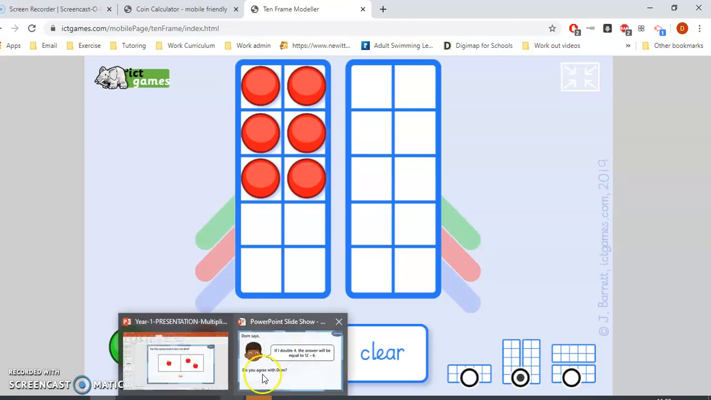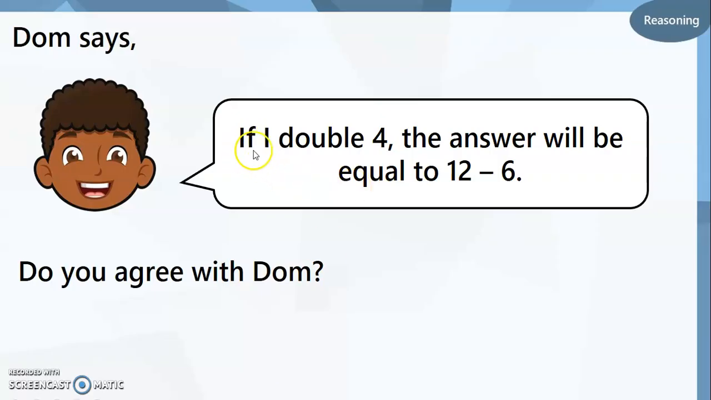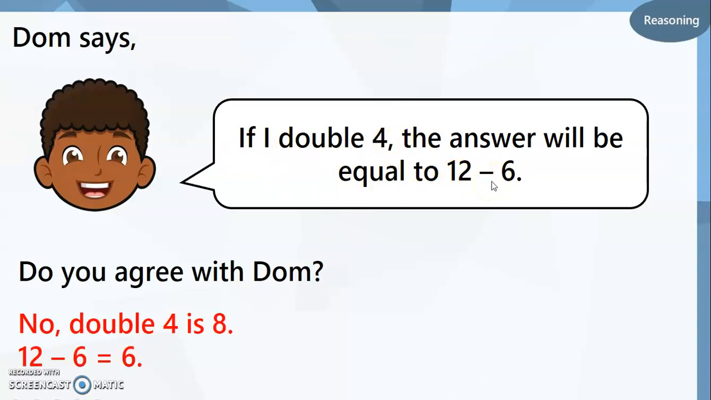Let's look back at the problem. So if I doubled 4, it was 8. But 12 take away 6 was 6. So no, because double 4 is 8, and this was equal to 6.